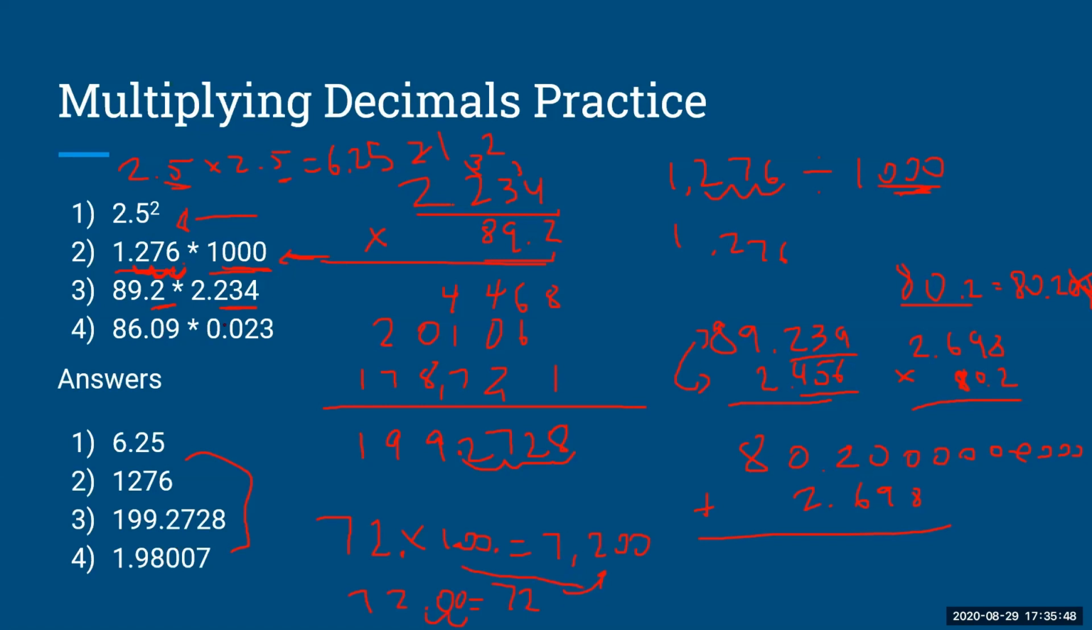How do you do 1, 3, and 4? Not the 1. Well, I did number 3 right here. It's pretty messy, but you just line it up, you multiply it out, then you count the amount of decimal places in your factors. So there's 1, 2, 3 in 2.234, and there's 1 in 89.2. And then you just count from the right, 4 decimal places. So 1 decimal place, 2 decimal places, 3 decimal places, 4 decimal places, and then you add your decimal.